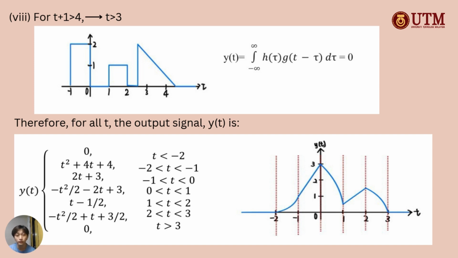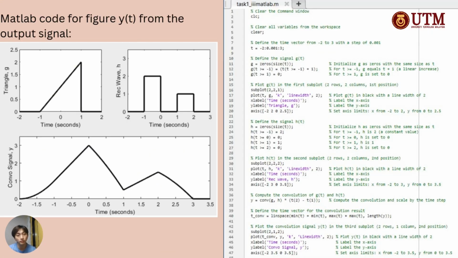You can see the triangle has fully gone through the two columns. So there's no overlap for t greater than 3, and the y(t) equation is 0. Therefore, for the output signal, y(t) is here. We find y(t) for each time interval and combine them. After that, the output y(t) can be plotted. Then we write simulation code to verify our solution. This is our solution in MATLAB.